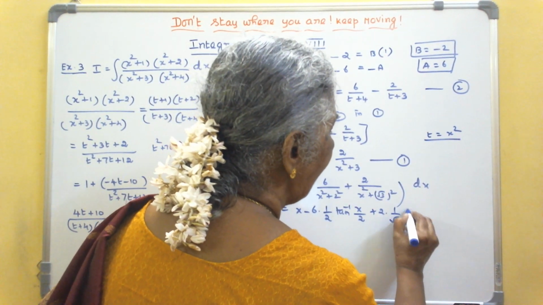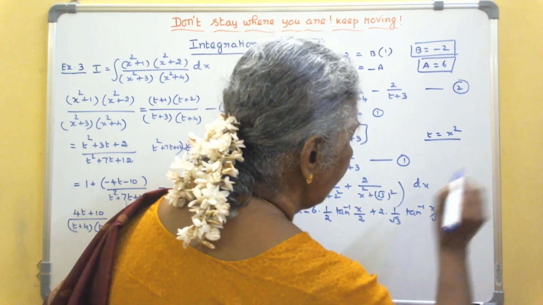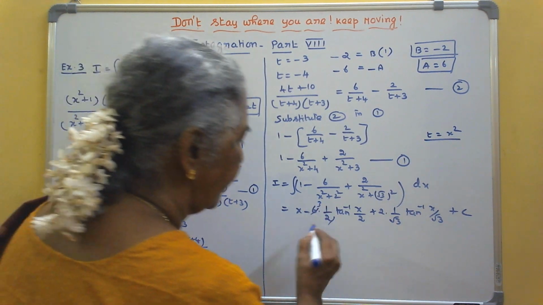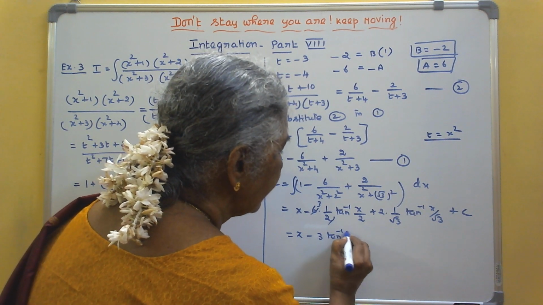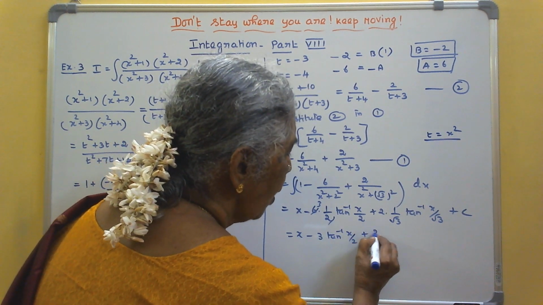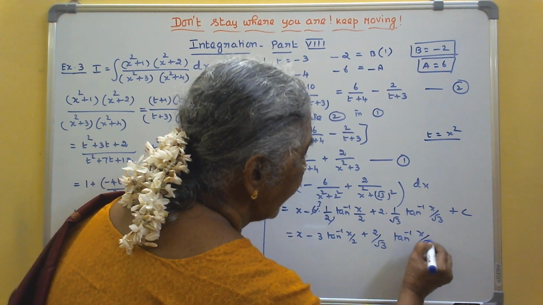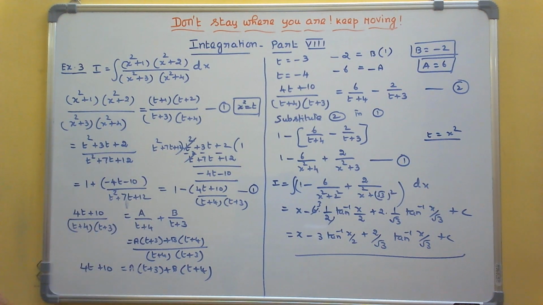1 by a tan inverse x by a. Finally 1c. So here this and this will get cut. You will get a 3. So the final answer is x minus 3 tan inverse x by 2 plus 2 by root 3 tan inverse x by root 3 plus c. Do you understand this model?